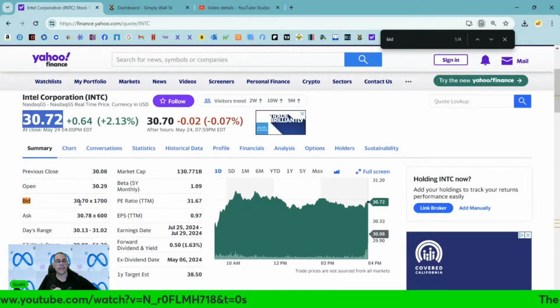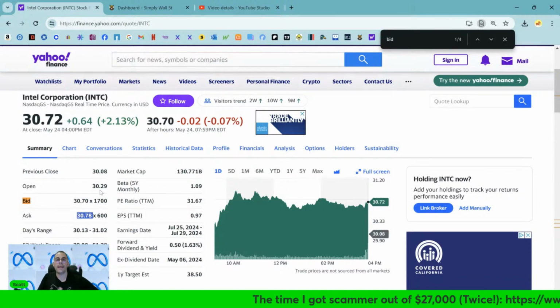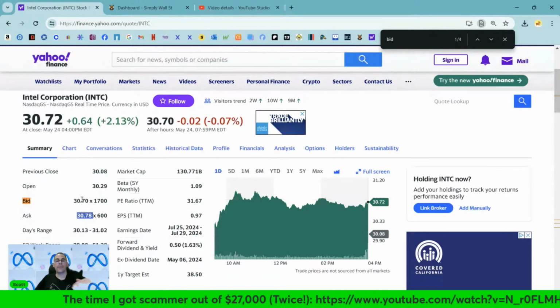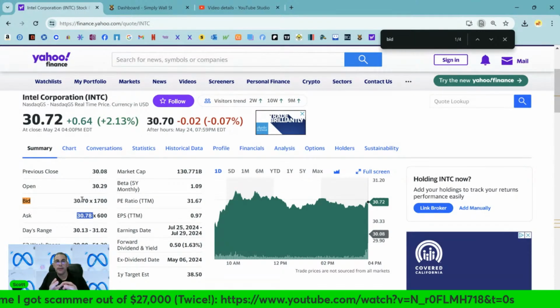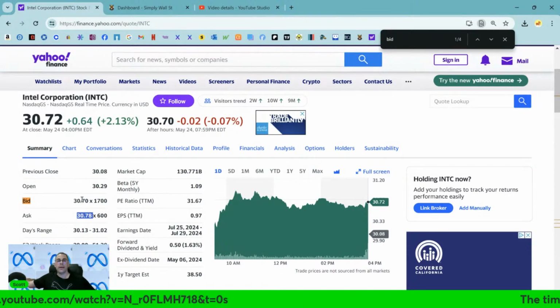It's 8 cents. The bid is $30.70. The ask is $30.78. So it's only 8 cents different. Sometimes it's like a penny difference, because the smaller the spread, the more liquid the investment is. The wider the spread, the less liquid.